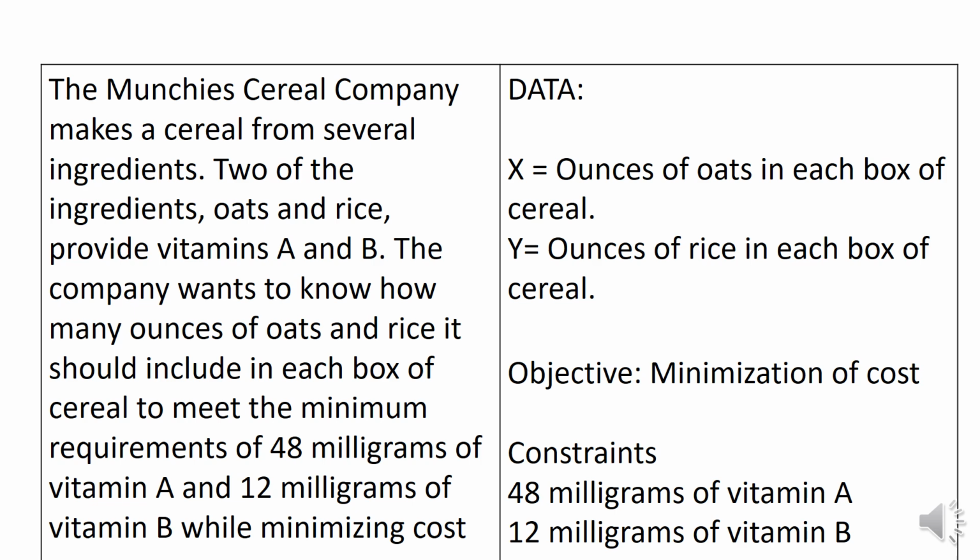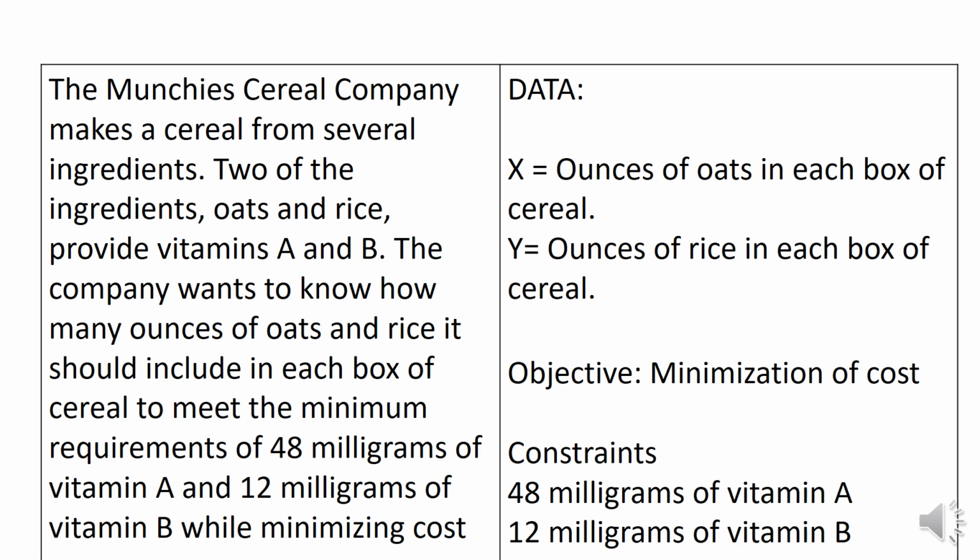The Munchies cereal company makes a cereal from several ingredients. Two of the ingredients are oats and rice, which contain vitamins A and B. The company wants to know how many ounces of oats and rice it should include in each box of cereal to meet the minimum requirement of 48 milligrams of vitamin A and 12 milligrams of vitamin B while minimizing cost. So the constraints are 48 milligrams of vitamin A, 12 milligrams of vitamin B.